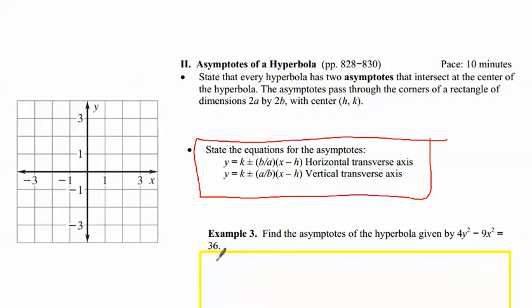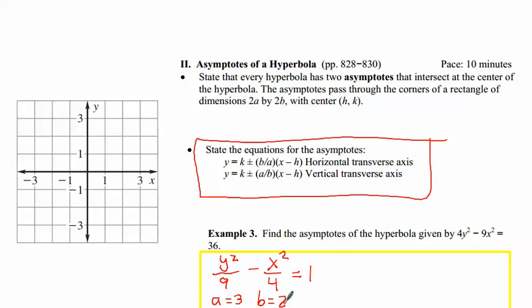Find the asymptotes of the hyperbola given by 4y squared minus 9x equals 36. This is the hyperbola that we did as the first example in the previous video. So this is going to be y squared over 9 minus x squared over 4 equals 1. We put this into standard form by dividing both sides by 36. That pretty much gives us that a is going to equal 3, because a squared is 9, and b is going to equal 2.